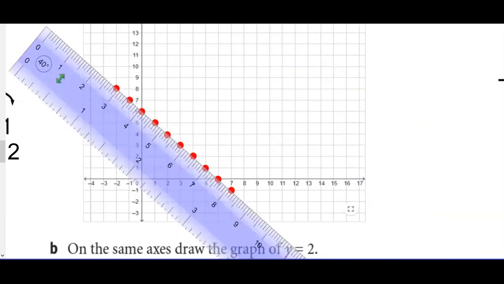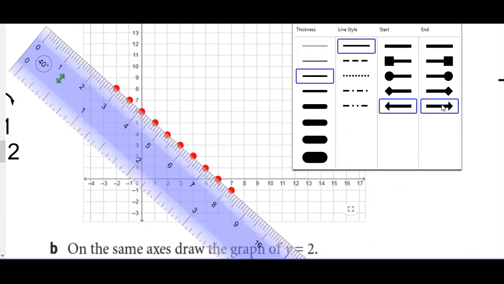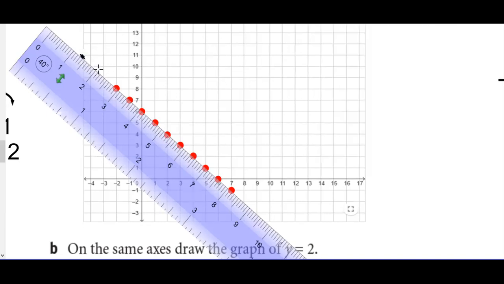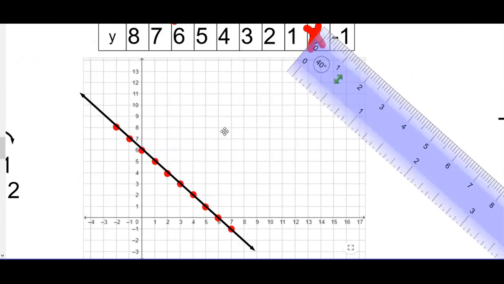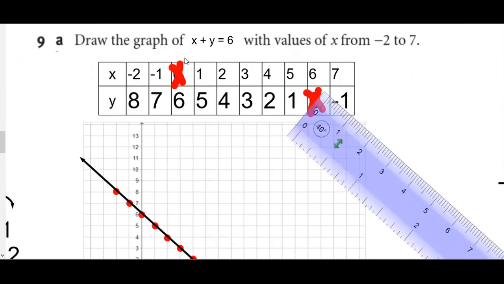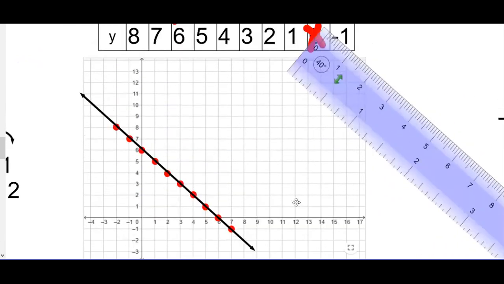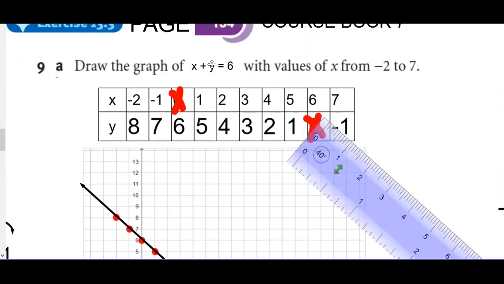Okay, so let's pick and draw arrows on both sides. So there we go. Okay, and just draw your line like this. Okay, and this is what we call a straight line. Now that straight line is what we call the graph. You see that? And go ahead labeling that. How do we label this graph? We label this graph by using the equation given.